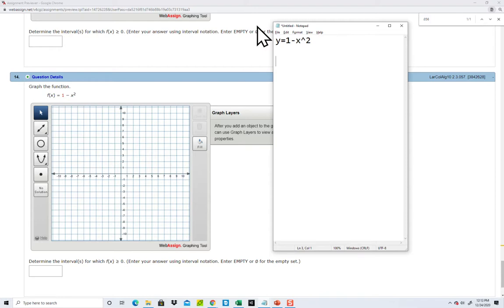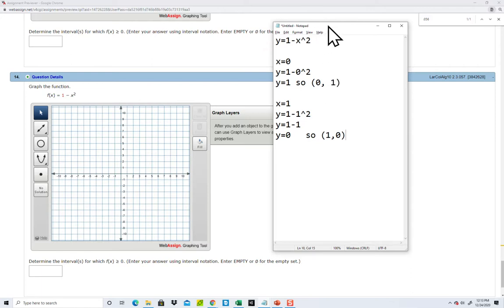But let's plug in x equals 0. Now, y is equal to 1 minus 0 squared. 0 squared, 0. 1 minus 0 is 1. So we have the point 0, 1. Let's plug in 1. Y equals 1 minus 1 squared. 1 squared is 1. And I get y is equal to 0. Excuse me. So that's 1, 0.